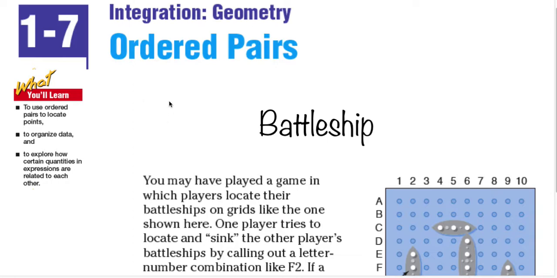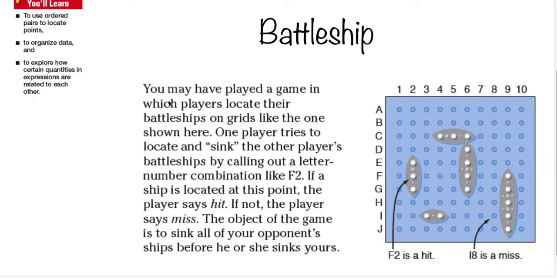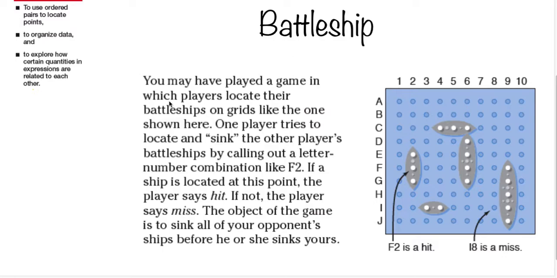You all know this game, Battleship. You may have played a game in which players locate their battleships on grids like the one shown here. One player tries to locate and sink the other player's battleships by calling out a letter-number combination like F2. If a ship is located at this point, the player says hit. If not, the player says miss. The object of the game is to sink all of your opponent's ships before he or she sinks yours.